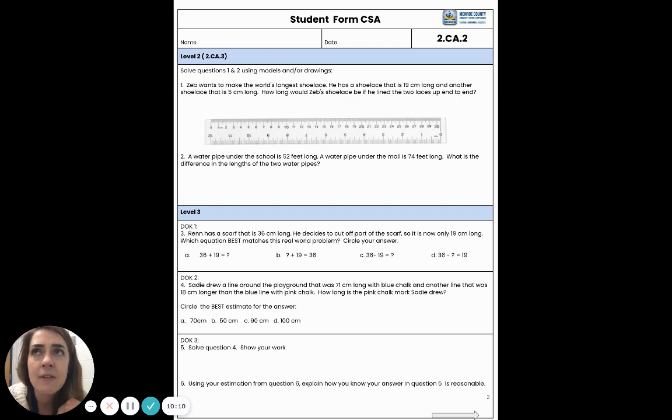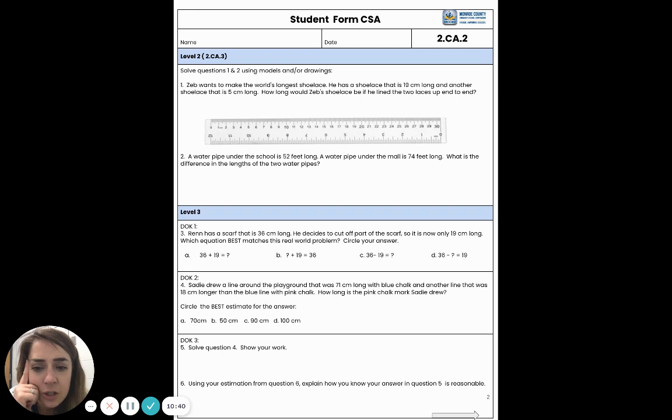So if I had 71 and the second one is 18 inches longer, well, that tells me that I need to do 71 plus 18. Okay, so my answer must be bigger than 71 if I'm adding those together. So which two of these just don't make sense? They're not going to be the right answer because they're less than our first number. So go ahead and cross those two out. Those don't make sense.